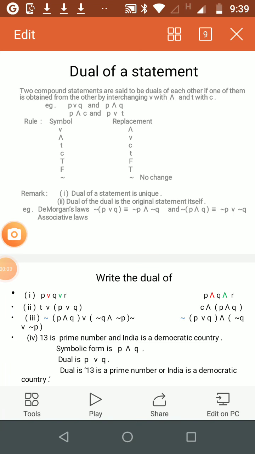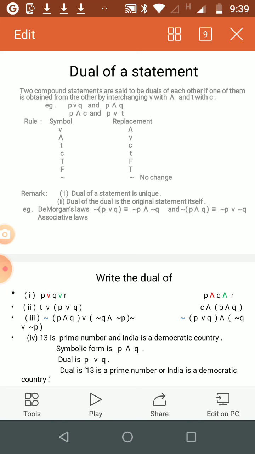Hello students, today we are going to study a small topic called dual of a statement. Two compound statements are said to be duals of each other if one of them is obtained from the other by interchanging and with or, or with and, T with C. T means tautology and C means contradiction, or contradiction with tautology.